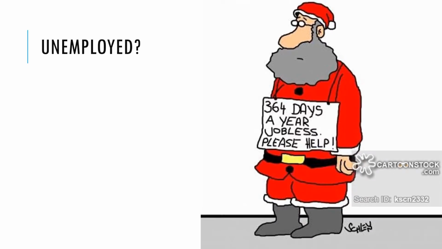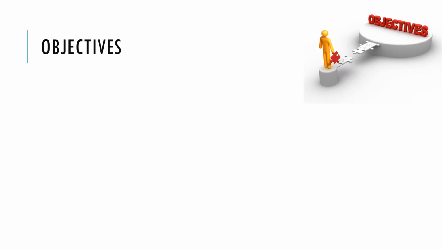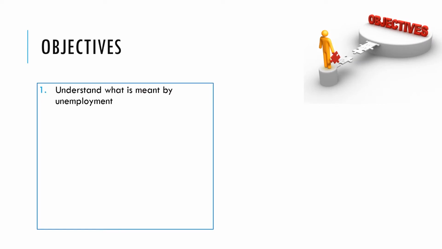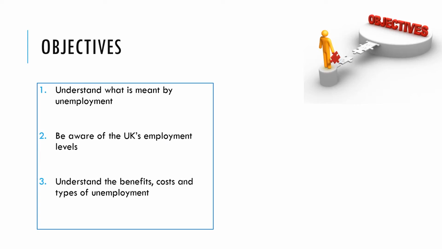Unemployment might sound quite straightforward, but it can be a bit tricky. For example, this chap here, would we say that he's unemployed for 364 days a year? As economists, we need to be accurate when we're talking about unemployment. And that's what we're going to look at in this video. What is meant by unemployment and a few key terms, what's going on in terms of the UK's employment levels, and lastly, the benefits and costs and types of unemployment.